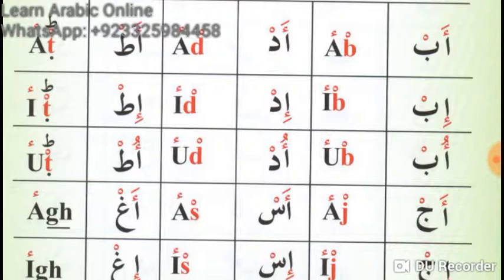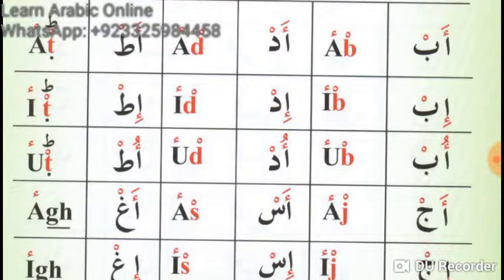Okay, okay. Alif, Hamza, Fatha, Ba, Ab. Ba, Sakin, Ab. Okay, okay. Ba, Sakin, Ab. Sakin is pronounced here. Okay, okay, I understand.